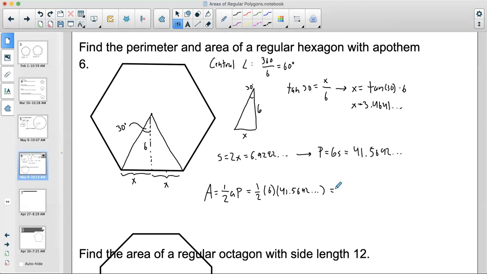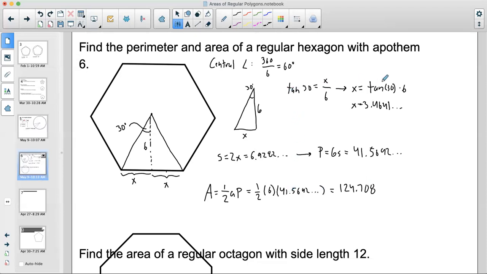And then I punch that in my calculator. Really 1/2 times 6 is 3. So it's 3 times that number, which is in my calculator, and I get 124.708 if I round correctly. And there are no units in this problem, so I don't have to worry about the units. But that's how we do this thing if we're given the apothem instead of the side length.